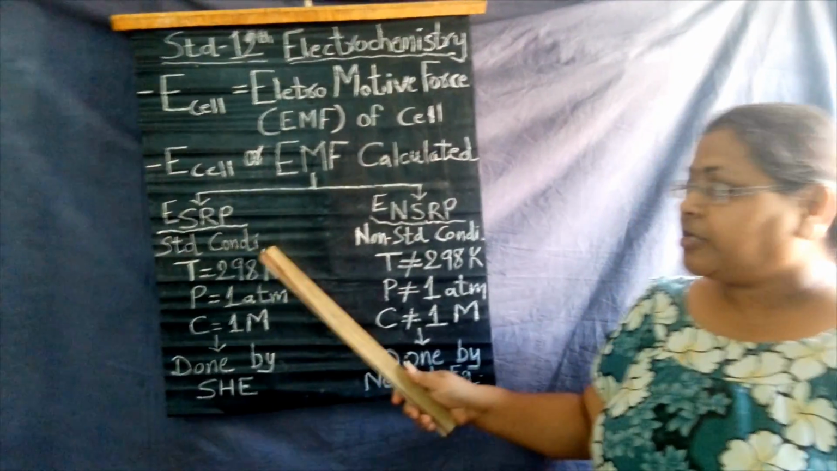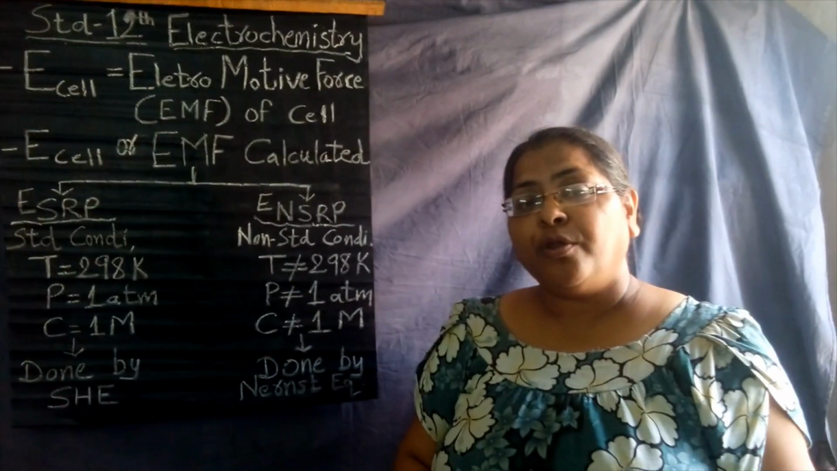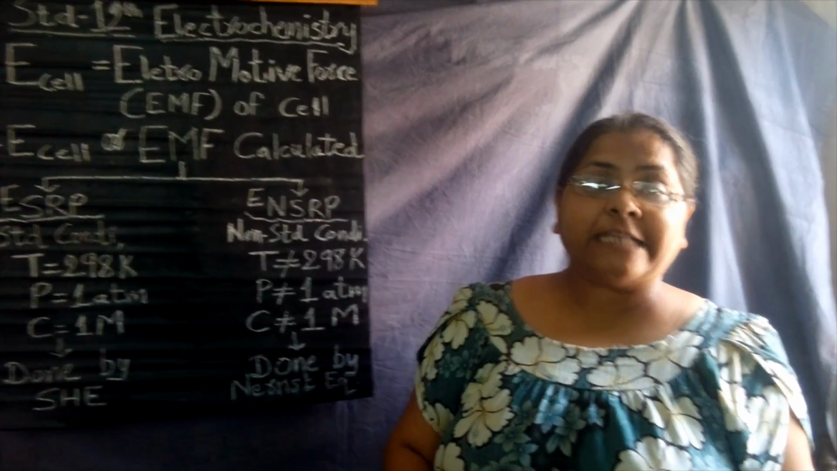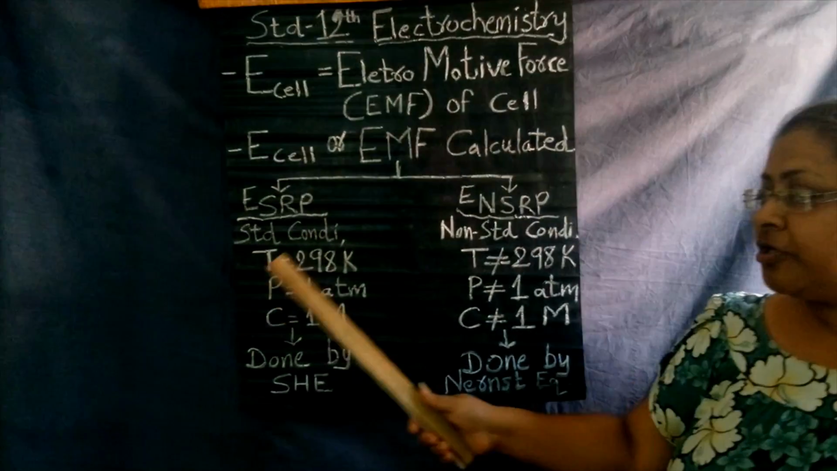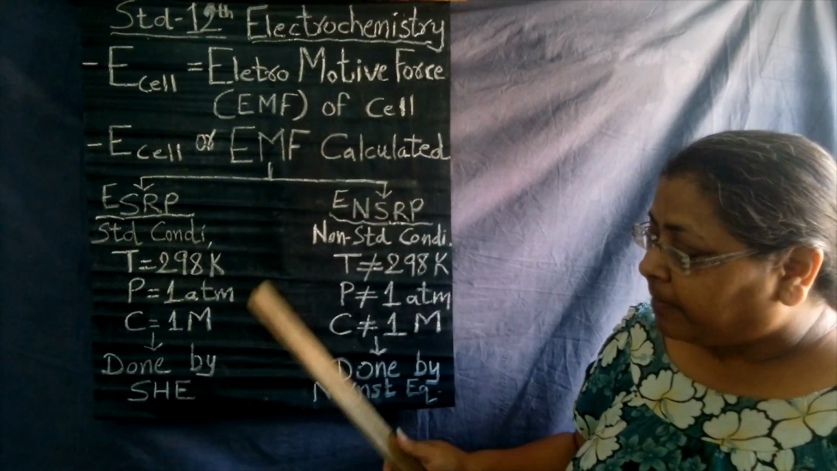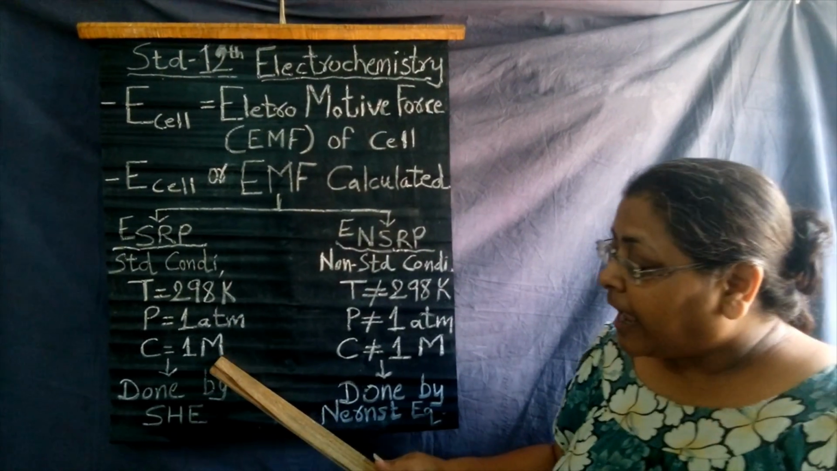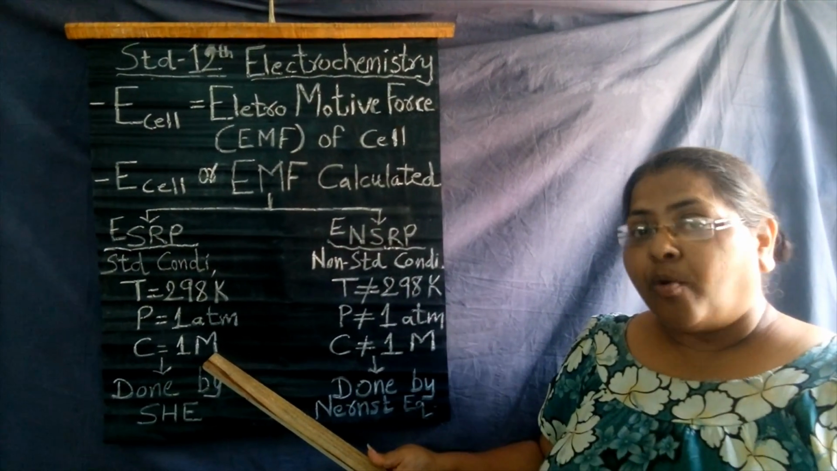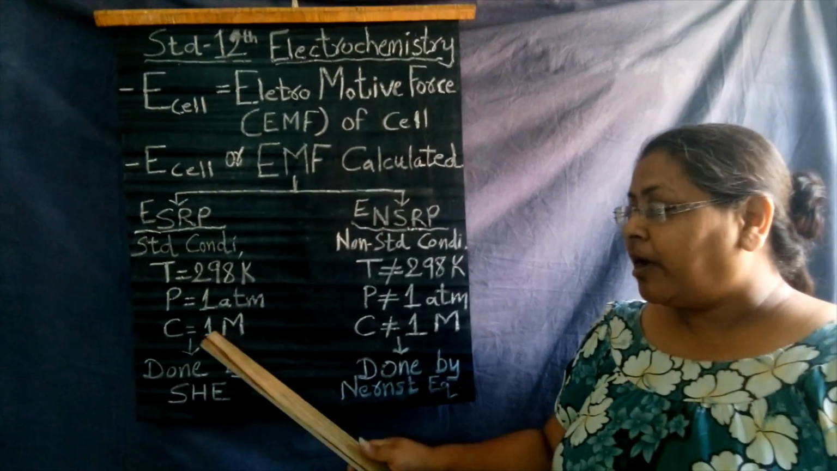When I say standard condition, we must know about STP and NTP, which I already told you in 11th standard. What is STP? Standard temperature pressure, and NTP, normal temperature pressure. So now, as I say standard condition, the temperature should be 298 Kelvin, pressure should be 1 atmospheric pressure, and concentration 1 capital M. Capital M gives us the idea about molarity. What is molarity? Here 1 mole per liter is termed as 1 molar.